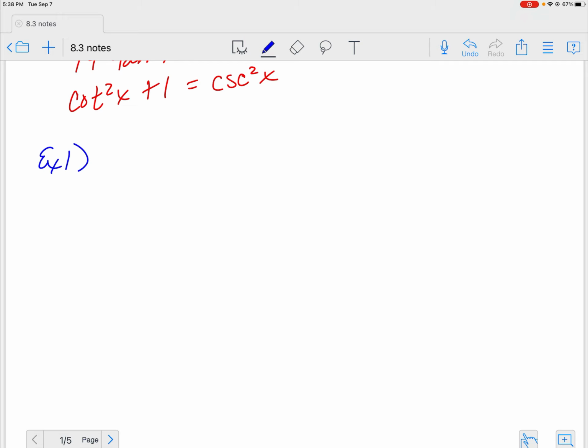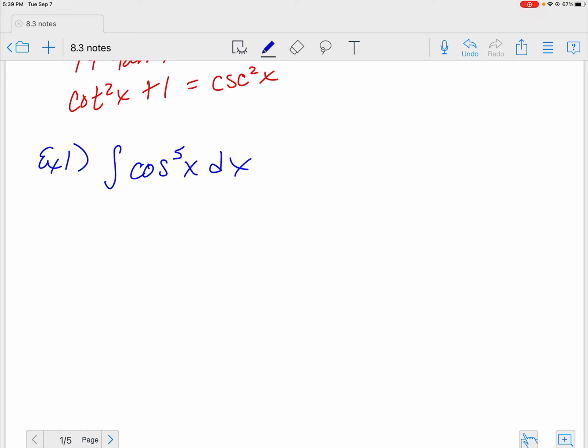Here's example 1. I would like to integrate cosine to the 5th x dx. Anytime you have an odd sine or cosine, now let me preface it by saying, remember in 8.1 we said a lot of the concepts here we're going to move forward. And then we were doing those trig problems and I said, sit tight, we're going to do a whole section on them. Welcome to that section.